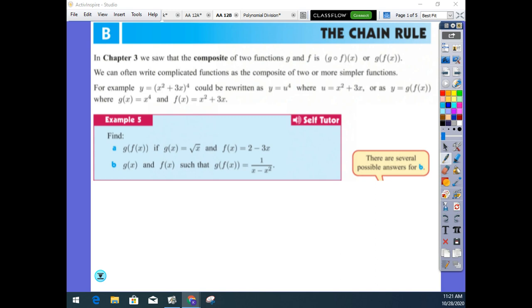The chain rule is one of the most critical derivative concepts, so this is going to be really important. This first part starts out pretty slow.